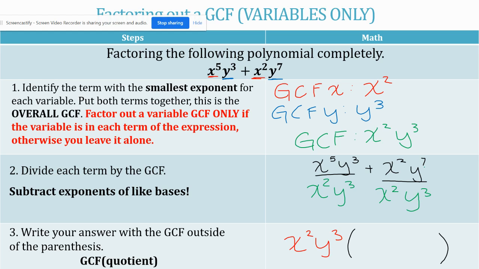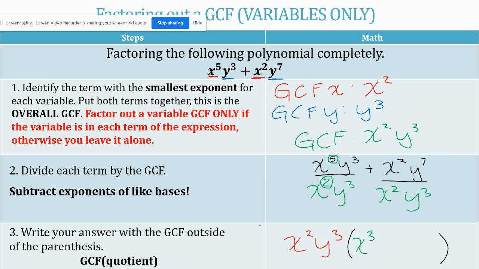Okay, so I'm going to focus on the x's first. So I have x to the fifth divided by x squared. We're going to subtract these exponents. 5 minus 2 gives us 3. That becomes our new exponent for x. So this will be x to the third in the first term.